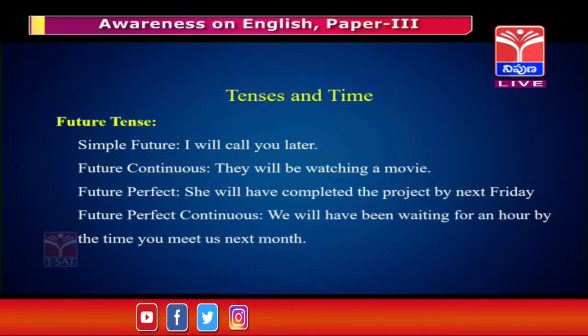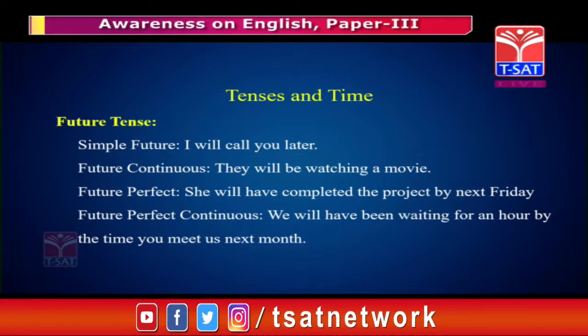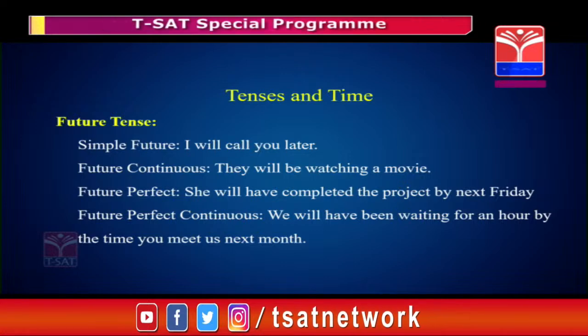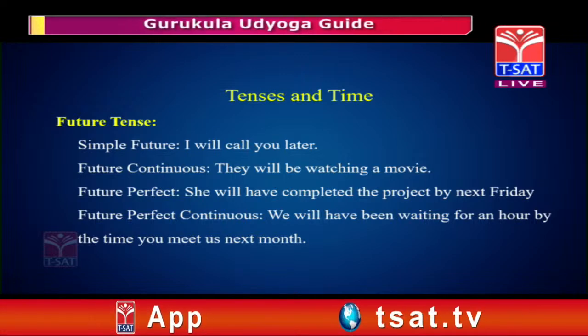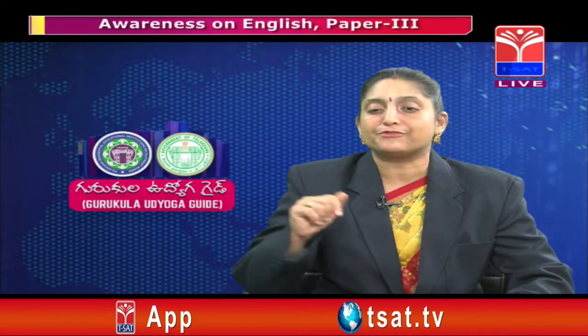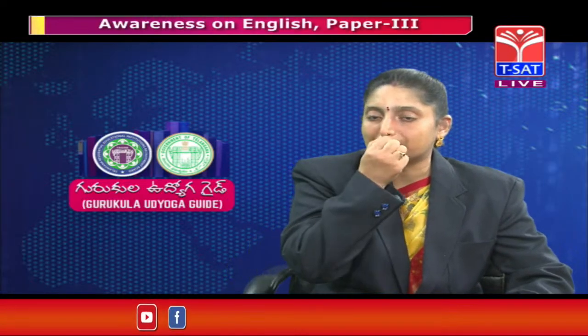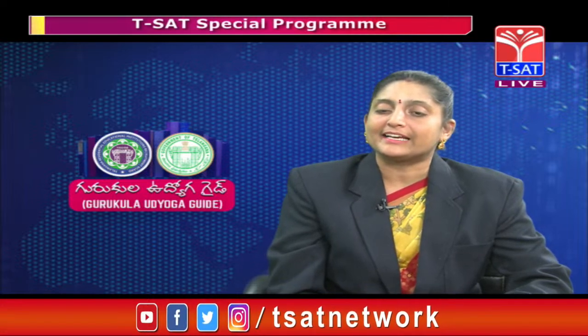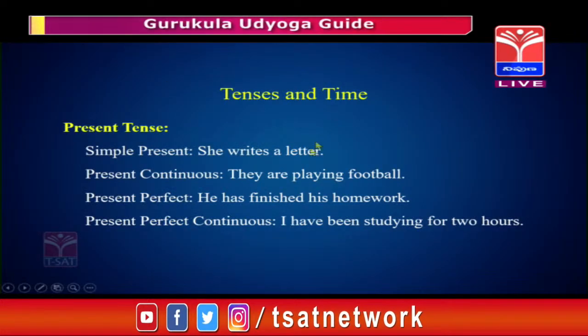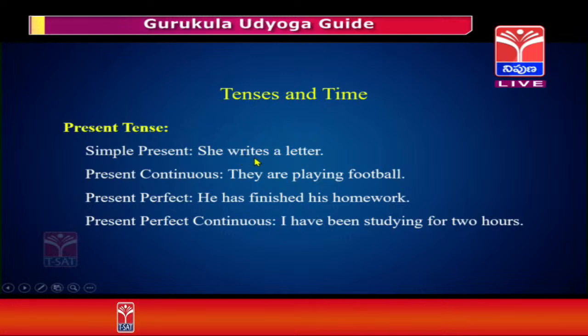By the time you go or you reach, then you use future perfect tense. Future perfect continuous tense talks about "by the time", where you are expecting some action and you know when that action would complete in the future. At that time you can use the future perfect tense. Coming here, the simple technique is always to check the verb in the simple present tense.